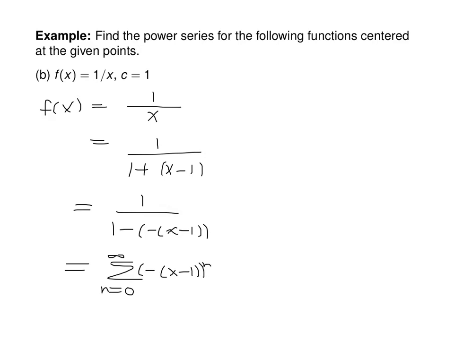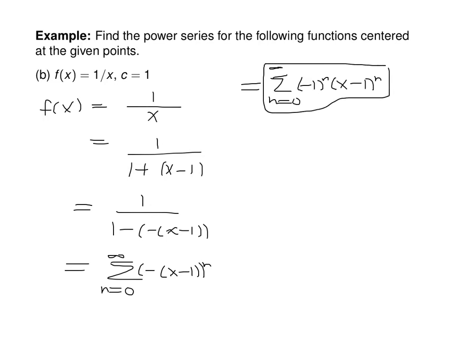which is the same thing as the sum from 0 to infinity, negative 1 to the n, x minus 1 to the n. And this will converge so long as the absolute value of x minus 1 is less than 1, so it has radius of convergence 1 also. So all of this relied on the fact that you could somehow manipulate your function into being of the form 1 over 1 minus a number, or something that times a constant.